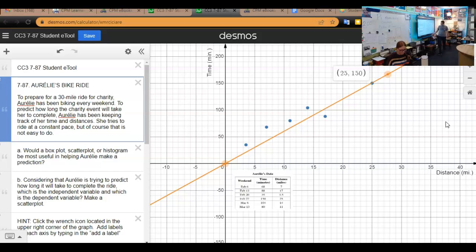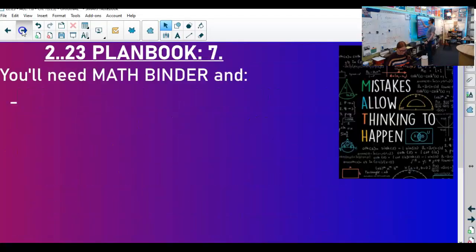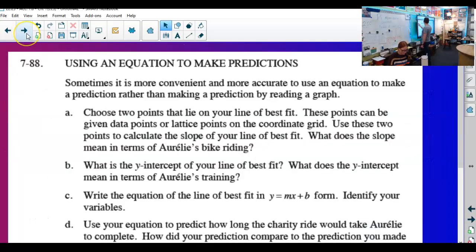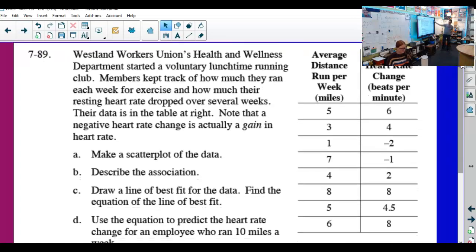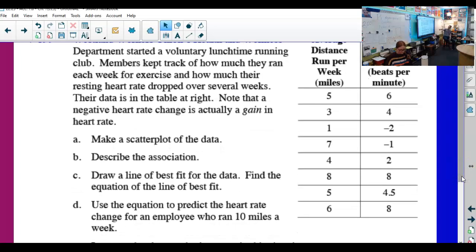All right, so the next thing we have here, we did REL. Let's check this out. If you would like to predict, and guys, we don't have quite enough time to do all of this, if you would like to try to predict the heart rate change for an employee who ran 10 miles a week.